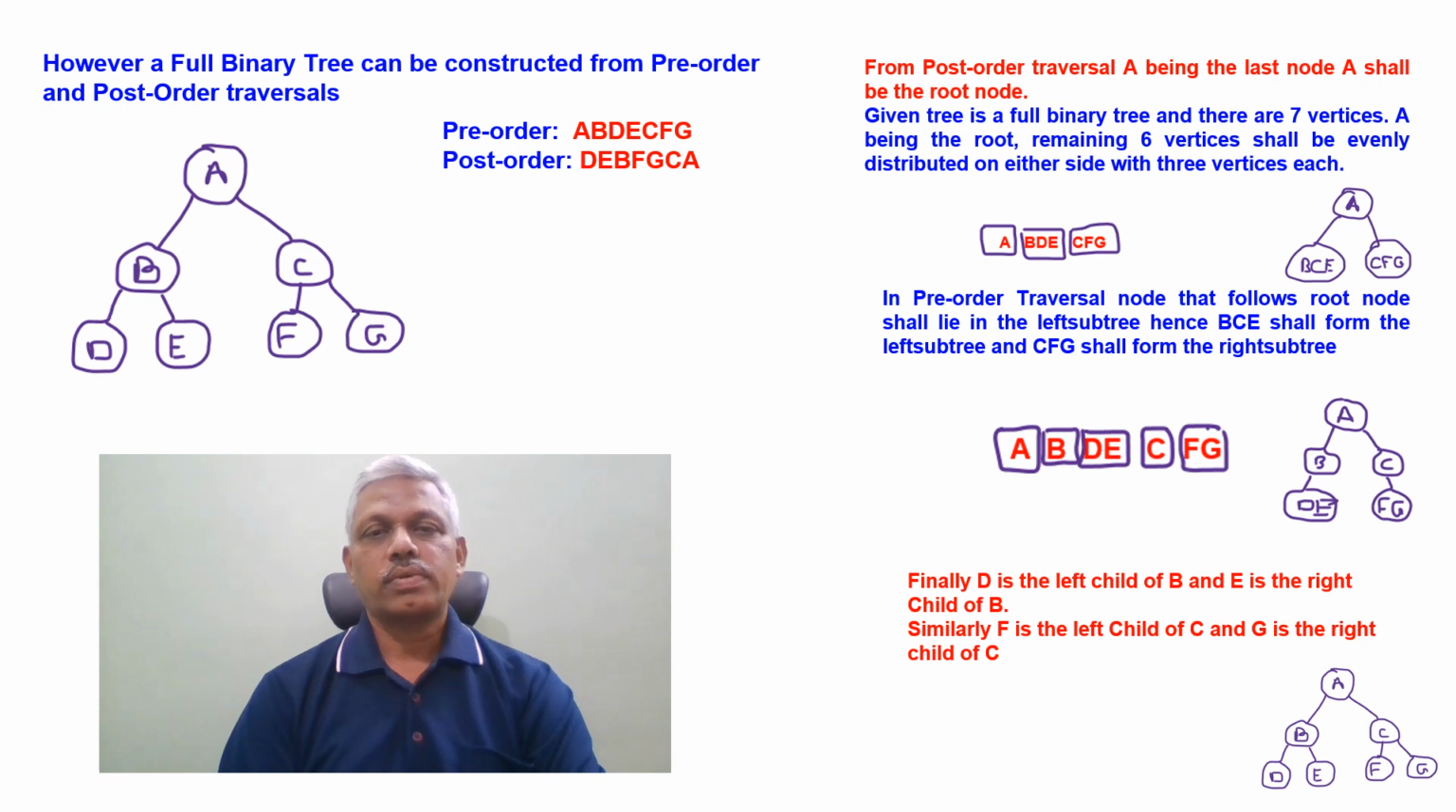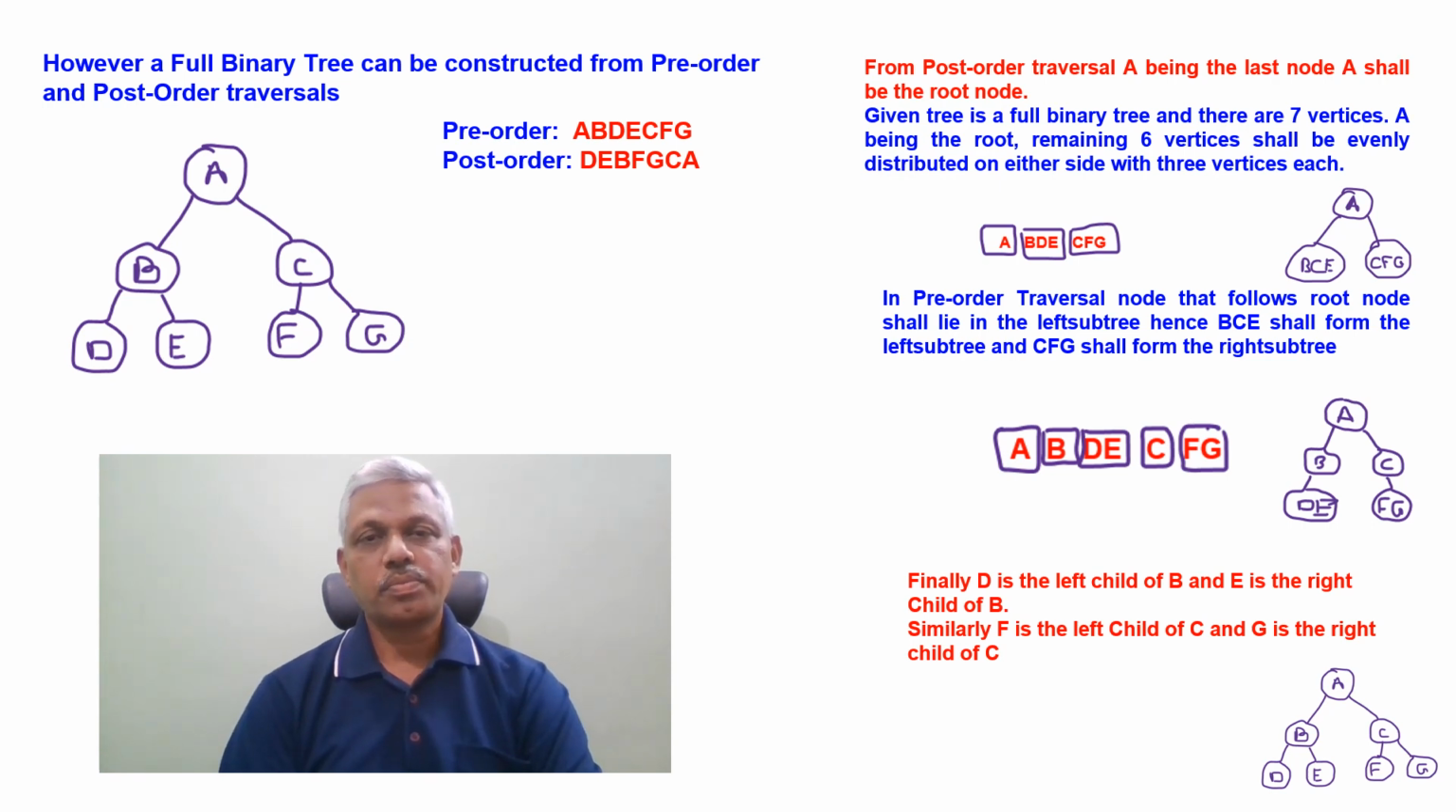Now in this case we have pre-order and post-order traversals. If you observe the traversals, A is the leftmost in the pre-order traversal and A is the rightmost in the post-order traversal. It is an indication that A is the root node. Once the root node is identified, the left and right parts shall be identified. This can be done in two ways. Here, one way is, it being a full binary tree with 7 vertices and A the root node, the left subtree and right subtree should have an equal number of vertices. So the left subtree should have 3 vertices and the right subtree shall have 3 vertices.